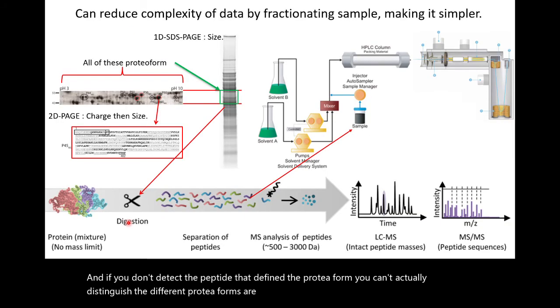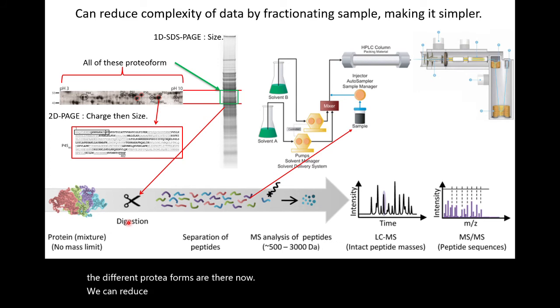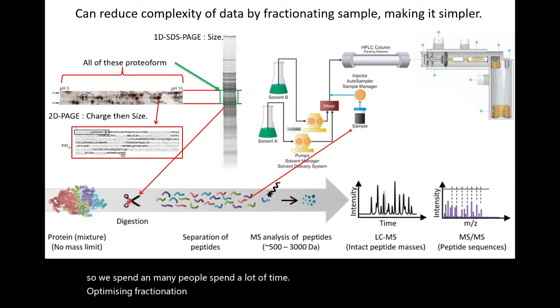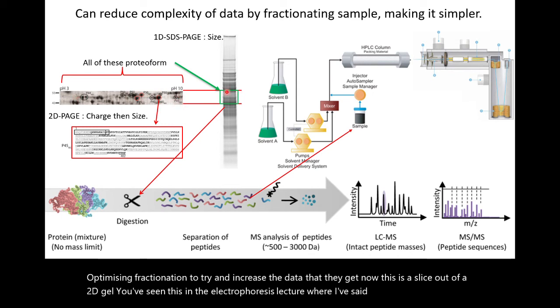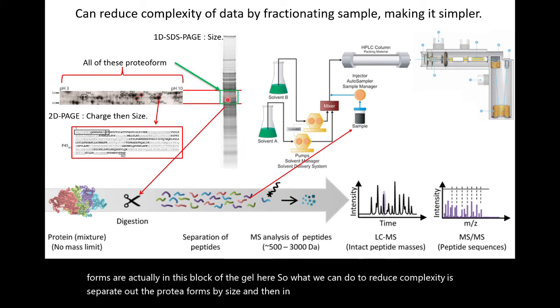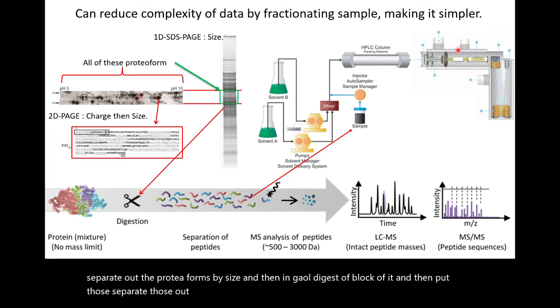Now, we can reduce the complexity and try and resolve this issue a little bit by doing fractionation. Many people spend a lot of time optimizing fractionation to try and increase the data that they get. Now, this is a slice out of a 2D gel. You've seen this in the electrophoresis lecture, where I've said that all of these proteoforms are actually in this block of the gel here. So what we can do to reduce complexity is separate out the proteoforms by size, and then in-gel digest a block of it, and then separate those out by chromatography and into the mass spectrometer.